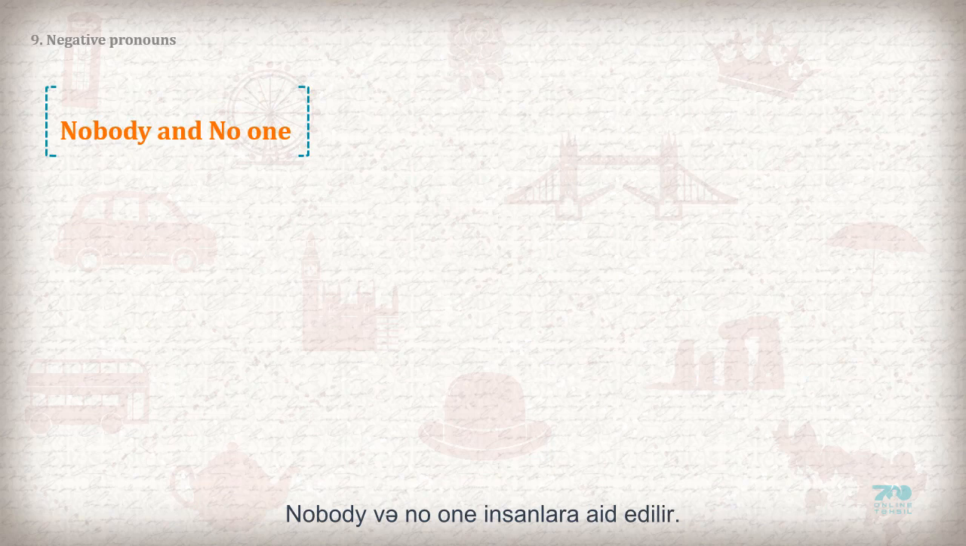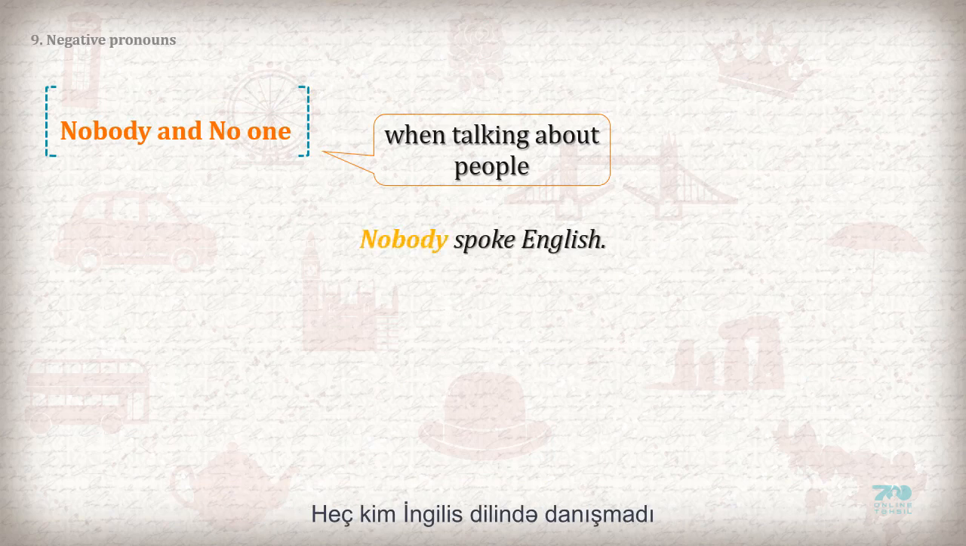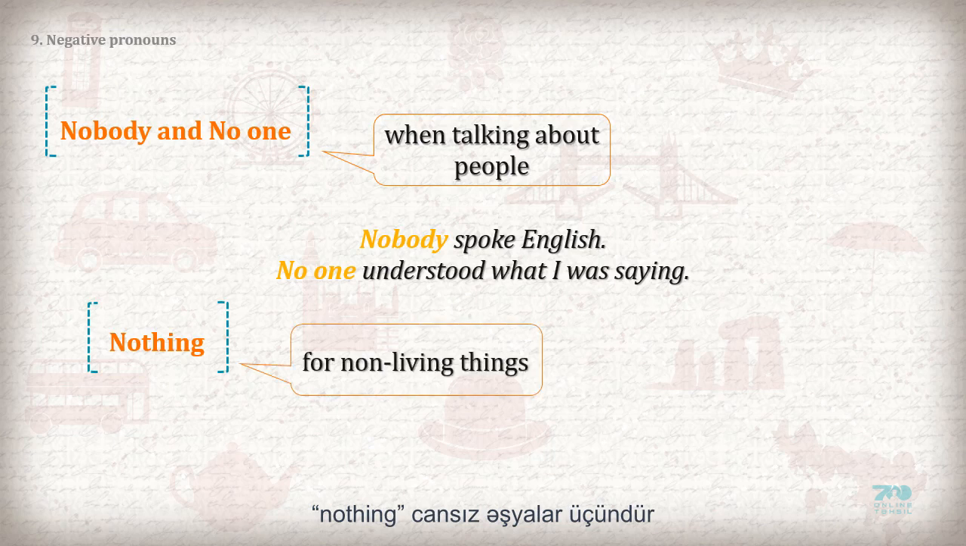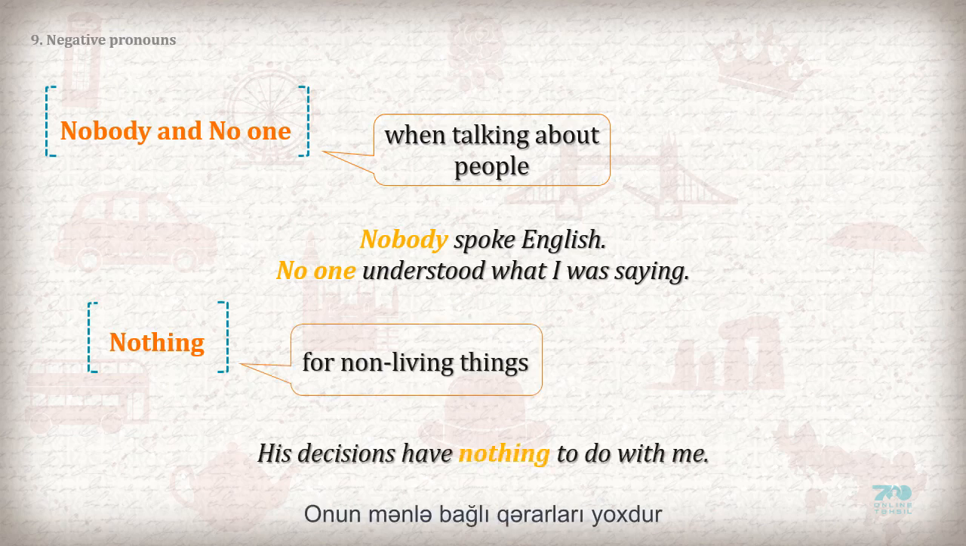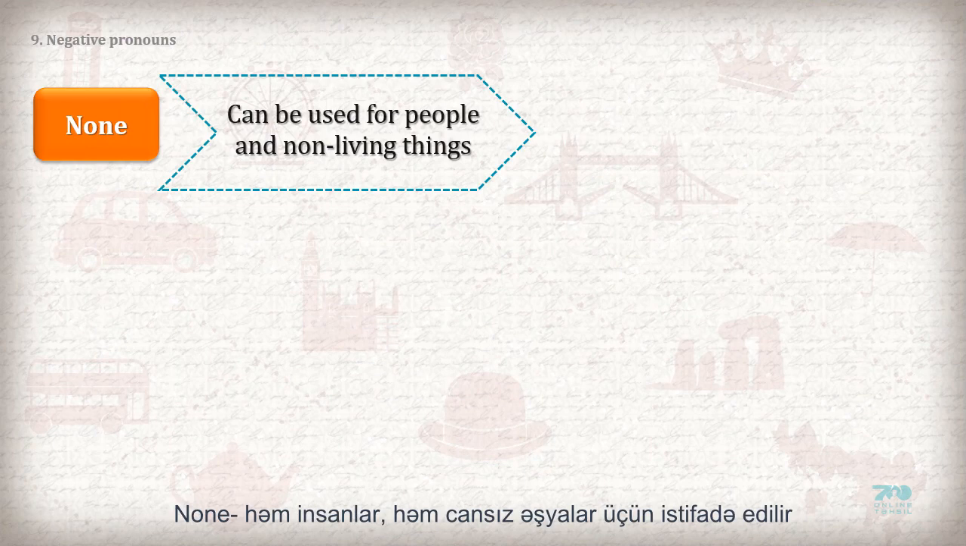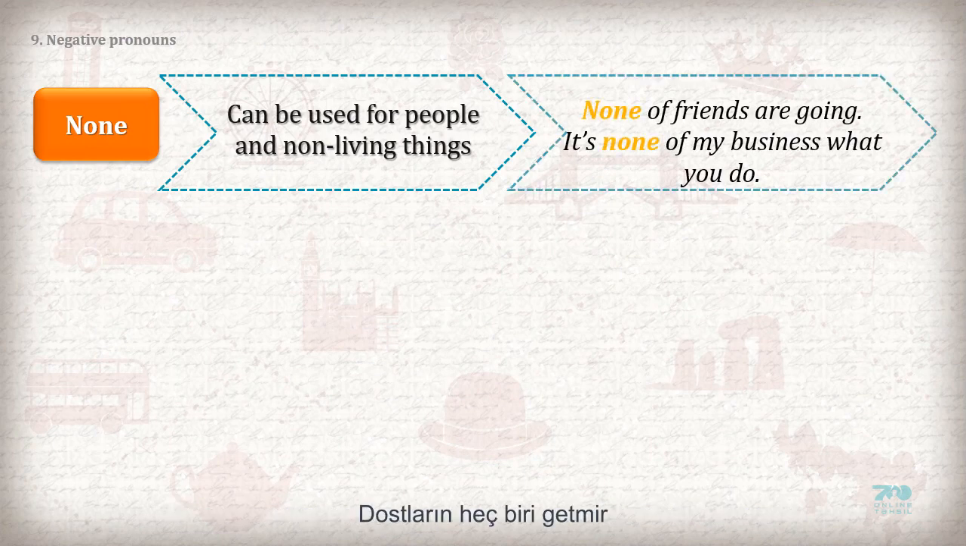Nobody and no one are used when talking about people. Nobody spoke English. No one understood what I was saying. Nothing: use nothing for non-living things. His decisions have nothing to do with me. None: none can be used for people and non-living things. None of my friends are going to the party. It's none of my business what you do.